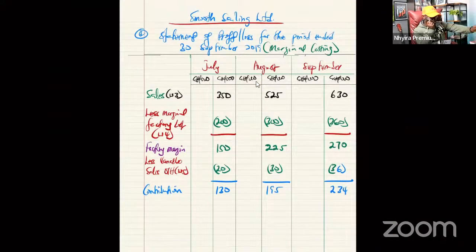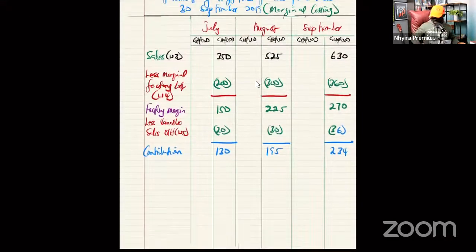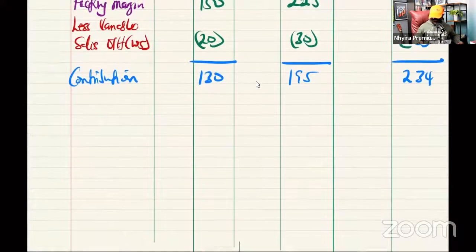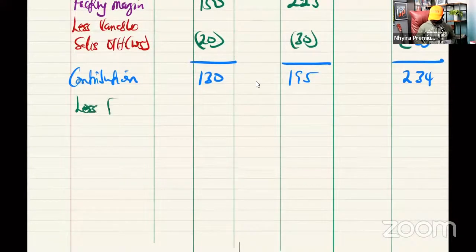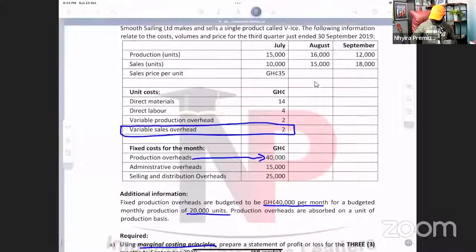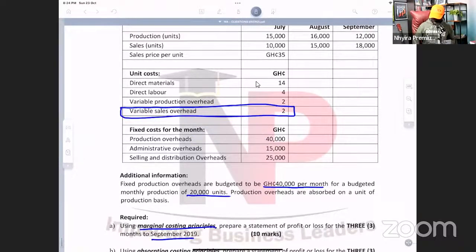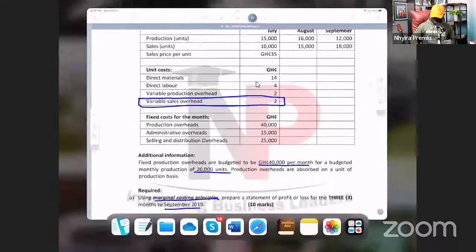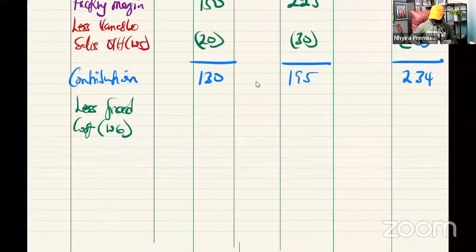Any questions, you raise your hand, we bring you up, or you put it in the chat. Now, remember when you are dealing with marginal costing, you don't deal with anything like over or under absorption of overheads. Then we're going to less fixed cost. We may have to do workings for that, so that may go to workings 6. What is the fixed cost? We have the fixed monthly production overheads of 40,000. So probably you don't have to do any workings for that.